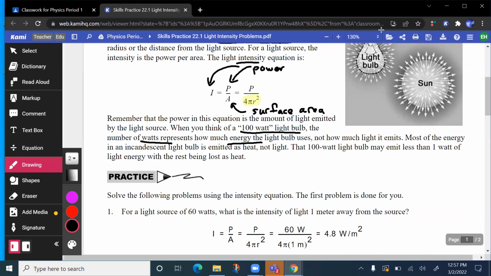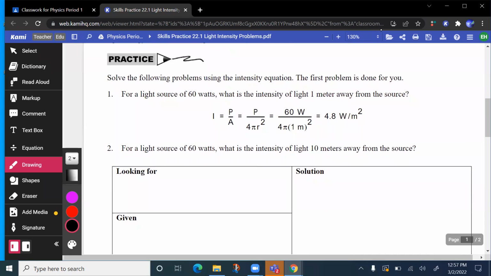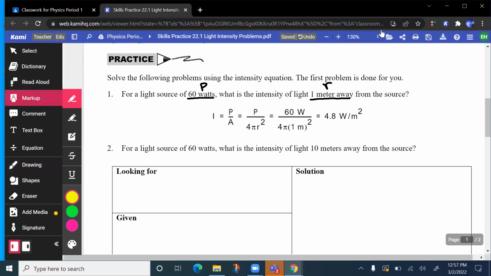Let's take a look at the example question, which is number 1. For a light source that is 60 watts, remember to annotate the question. 60 watts is power. What is the light intensity 1 meter away? Well, 1 meter would be the radius. And you can see we're plugging in 60 watts for power, and we're plugging in 1 meter for radius.